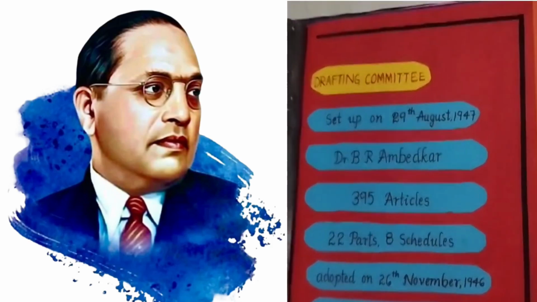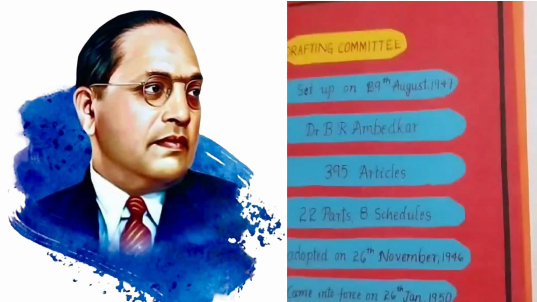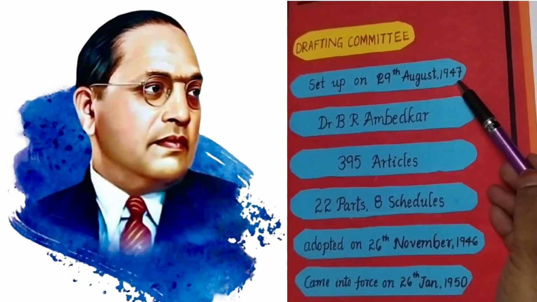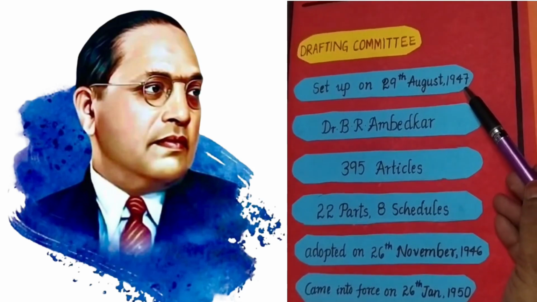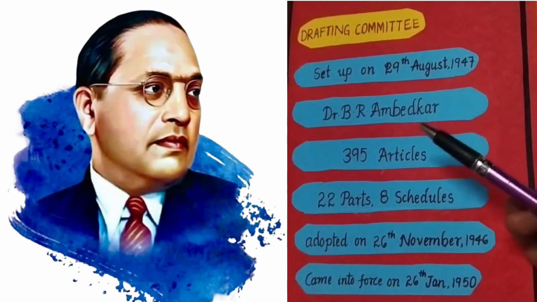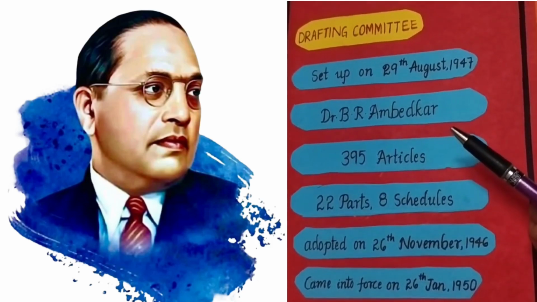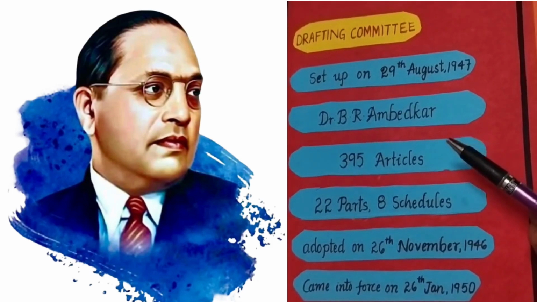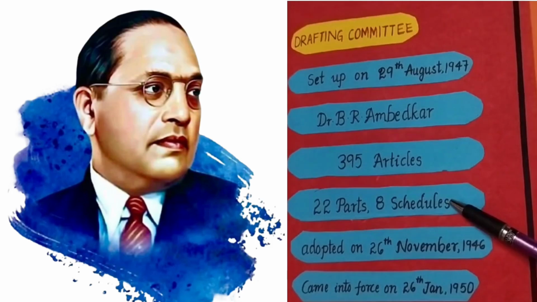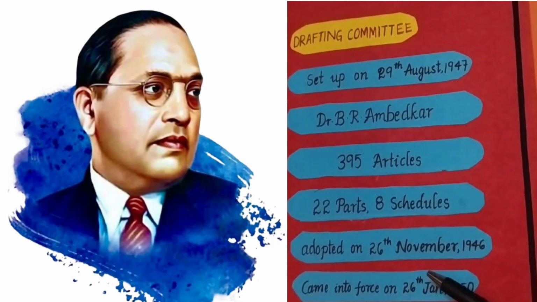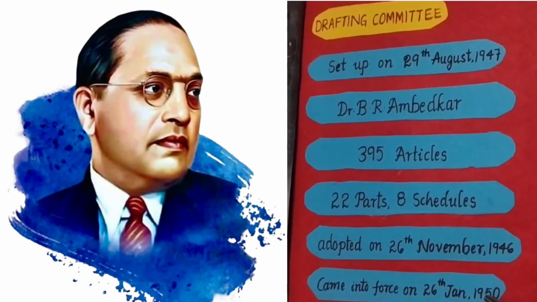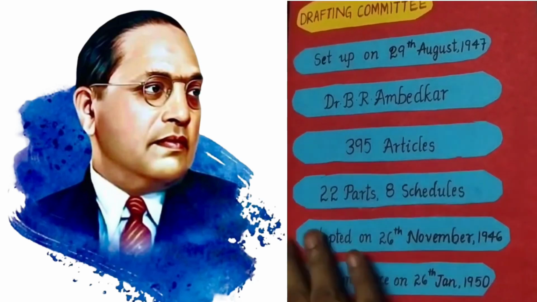Next one, the drafting committee. It was set up on 29th August 1947, and Dr. B.R. Ambedkar was the chairman of the drafting committee, with the help of 7 members. After modification, the constitution with 395 articles, 22 parts and 8 schedules was finally adopted by the Constituent Assembly on 26th November 1949, and it came into force on 26th January 1950. Look at this picture.